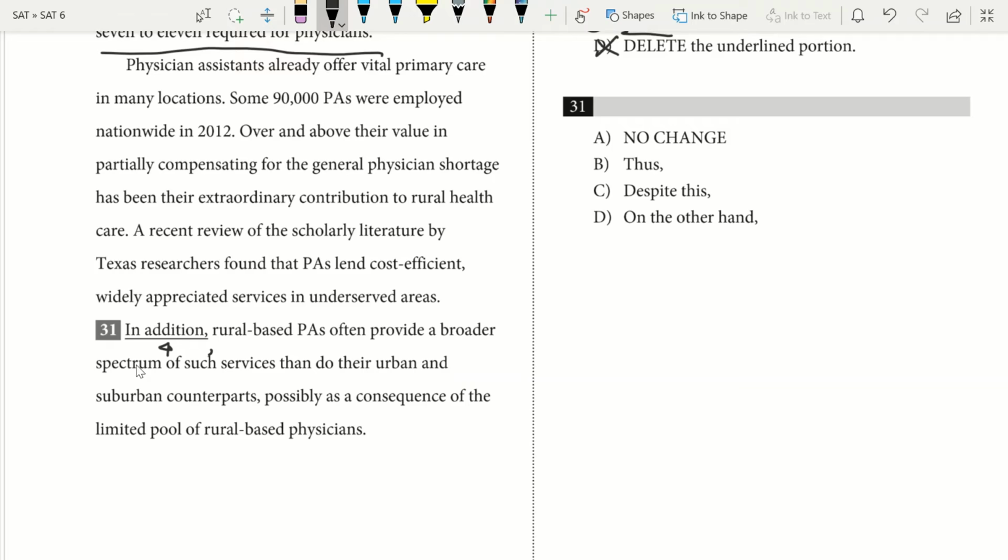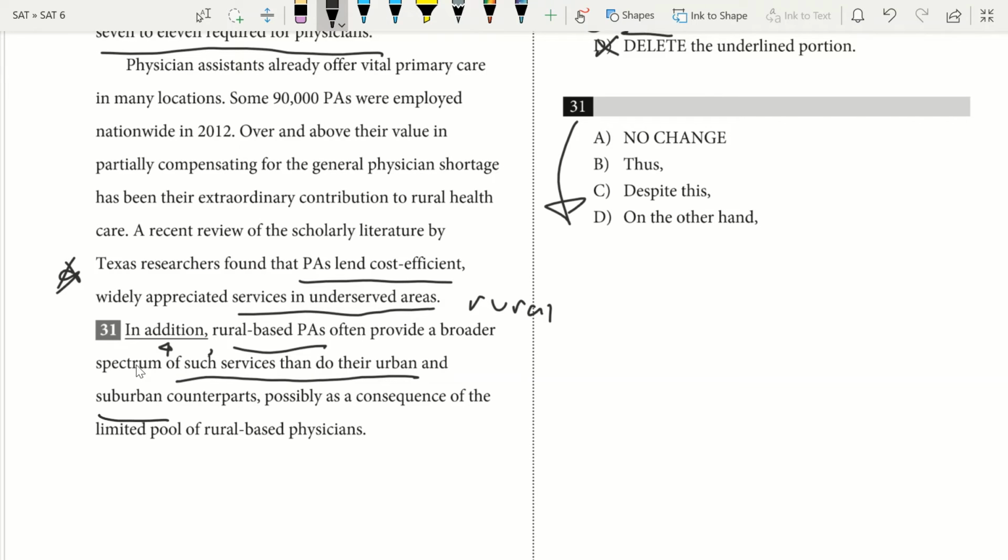All right, so when we see an underlined word at the beginning of the sentence followed by a comma, we're looking for a transition word, right? We see our sentence before, we're talking about how PAs are cost-efficient and appreciated in underserved areas, such as rural areas, right? So I'll rewrite that: rural areas. Now we're told, "Rural-based PAs often provide a broader spectrum of such services than do their urban and suburban counterparts, possibly as a consequence of the limited pool of rural-based physicians."